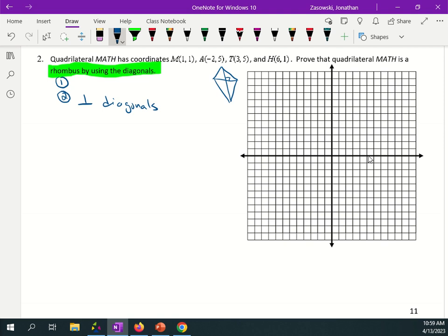Very good. We have to show that the diagonals are going to bisect. And if they bisect and they're perpendicular, then that forces this part to become a parallelogram with perpendicular diagonals, which is a rhombus, okay? So if we're not using the distances, we have to get parallelogram first, and then an extra property to make it a rhombus.